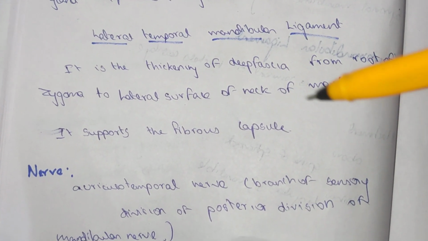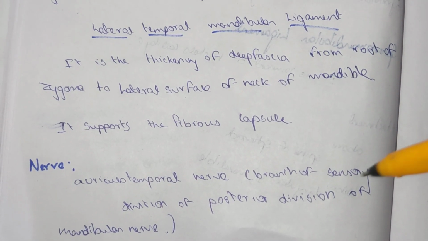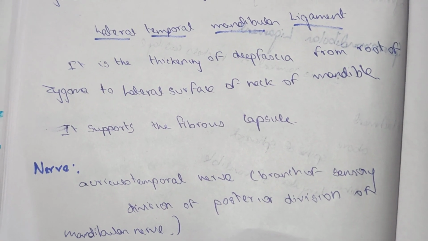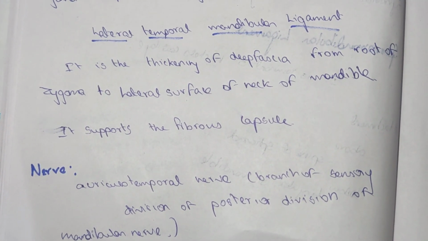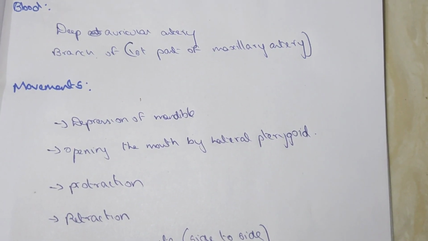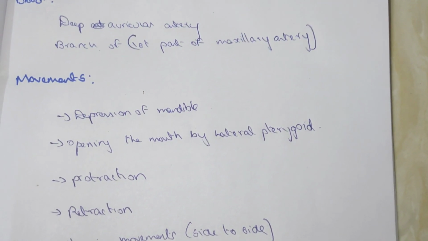The nerves are the auriculotemporal nerve, which is a branch of the sensory division of the posterior division of the mandibular nerve, and the masseteric nerve, which supply the temporomandibular joint. The artery is the deep articular artery, a branch of the first part of the maxillary artery.